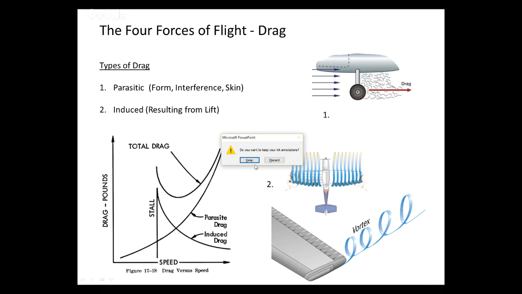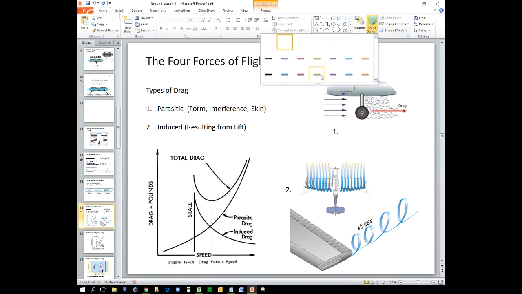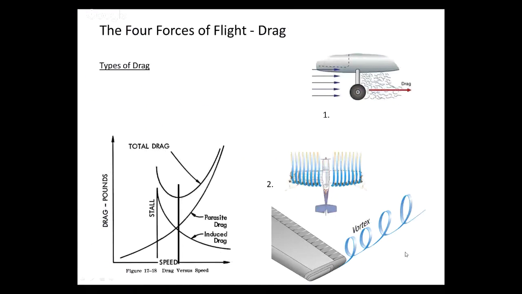So this particular spot right here is an important point to keep in mind when you're operating your aircraft. That speed is of importance, because that is the speed for which the aircraft is producing the least amount of drag that it physically can produce.